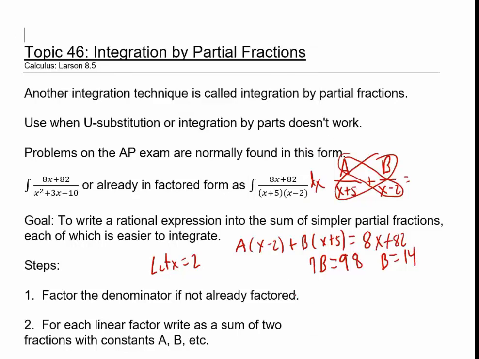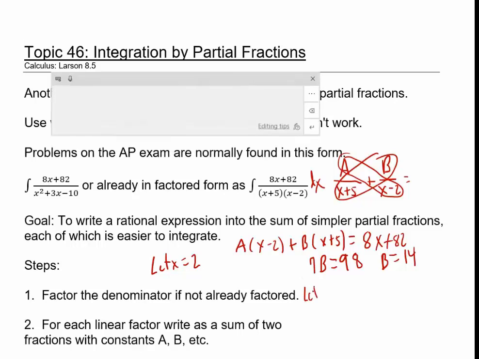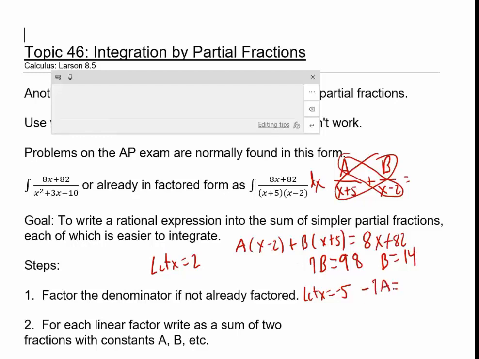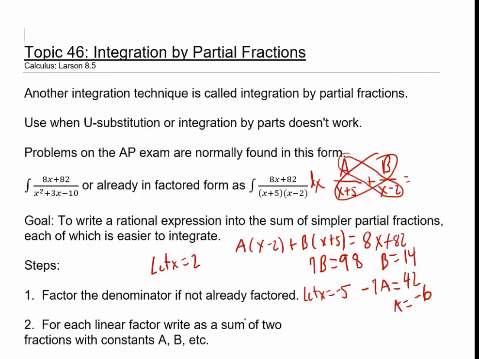Now I'm going to do the same thing, except I'm going to let x equal negative 5 in this case. That way this term goes away. So if I plug in negative 5 over here, negative 5 minus 2 gives you negative 7a. Again, negative 5 plus 5 is 0, so this term goes away. Plug in x is negative 5 here. You get 8 times negative 5 is negative 40, plus 82 gives you 42, and then you divide by negative 7, and you get a is negative 6. So now I found the values for a and b.